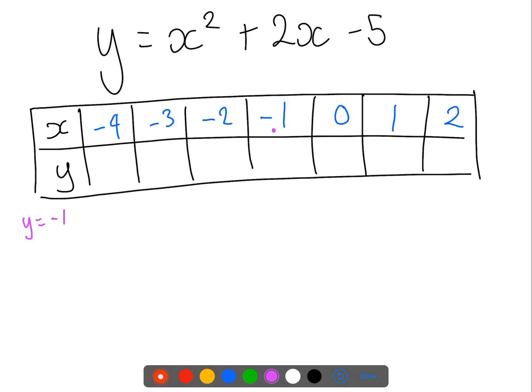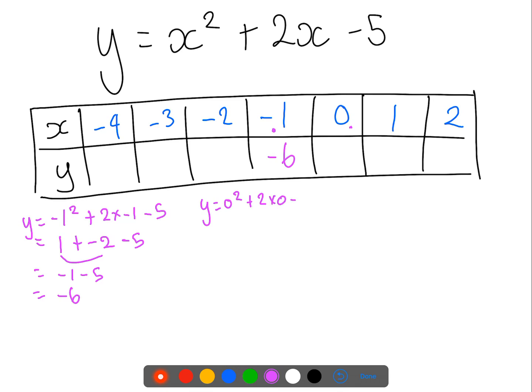So y equals negative 1 squared plus 2 times negative 1 take 5. Negative 1 times negative 1, a negative times a negative is a positive. 1 times 1 is 1. 2 times negative 1 is going to be negative 2 take 5. So 1 take 2 is negative 1 take 5. And negative 1 take 5 is negative 6. All right, let's do 0. y equals 0 squared plus 2 times 0 take 5. This is going to equal 0 plus 0 take 5. So that's going to equal negative 5.